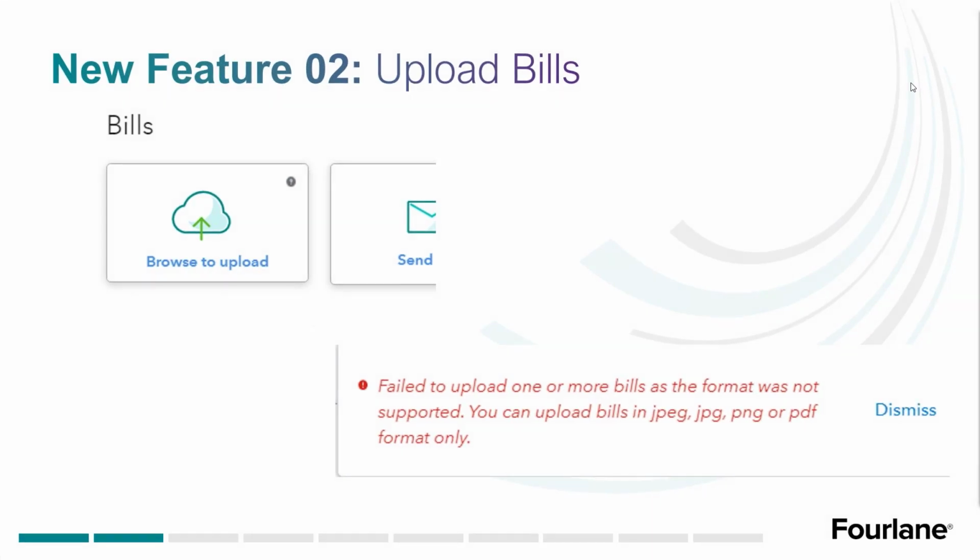The secondary thing, oh wait, before I move on, just so you're aware, the bills to be uploaded have to be JPEG, JPG, PNG, or PDF, right? That format is what they have to be in because they're going to be read through OCR to pull some of the details automatically.